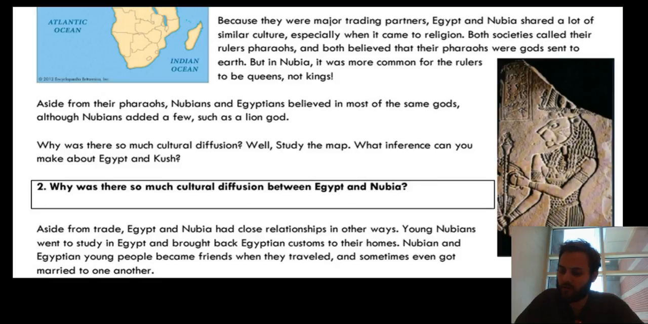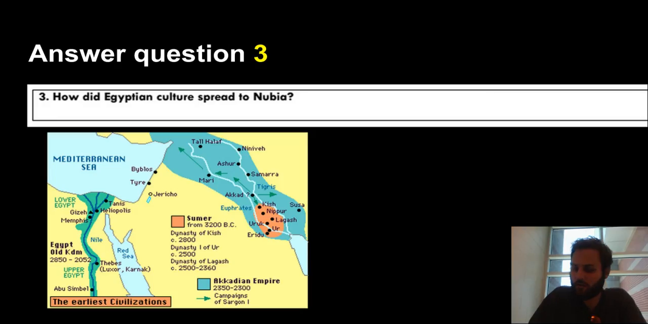Aside from trade, Egypt and Nubia had close relationships in other ways. Young Nubians went to study in Egypt and brought back Egyptian customs to their homes. Nubian and Egyptian young people became friends when they traveled, and sometimes even got married to one another. Answer question 3. How did Egyptian culture spread to Nubia?